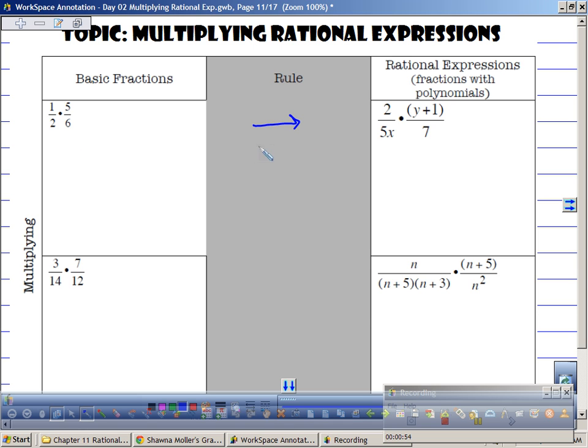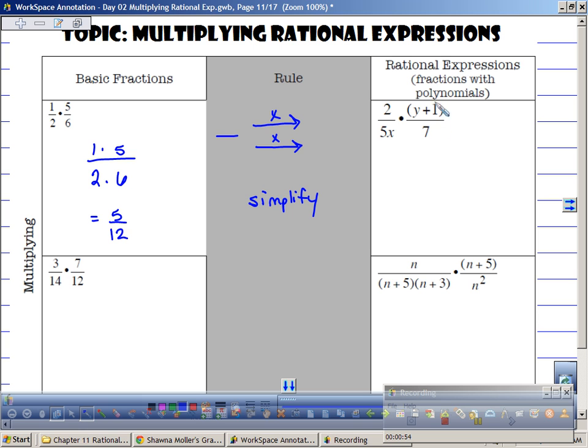Straight across. Right? Multiply straight across. So when I do that, I get 1 times 5 over 2 times 6. Nothing factors at all here, so I'm just going to simplify. My next step. Simplify. So I would get 5 over 12.